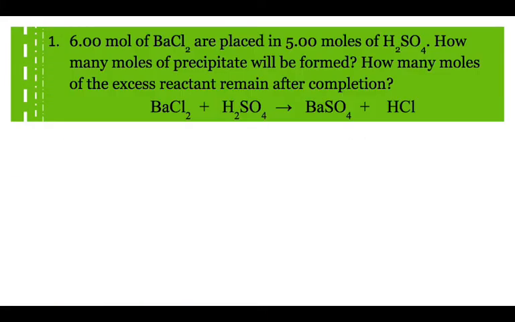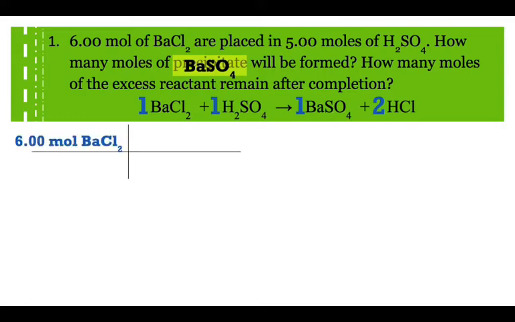So let's look at an example here. Here it tells us that 6 moles of barium chloride are placed in 5 moles of H2SO4. So that's the reaction we see down here, which luckily is pretty simple to balance, just a 2 there at the end. It wants us to figure out how many moles of precipitate will be formed, and I'll tell you a little bit later how to predict what the precipitate is going to be, but for right now, just imagine it asks you for how many moles of barium sulfate will be formed. And, of course, how much excess reactant remains after completion.